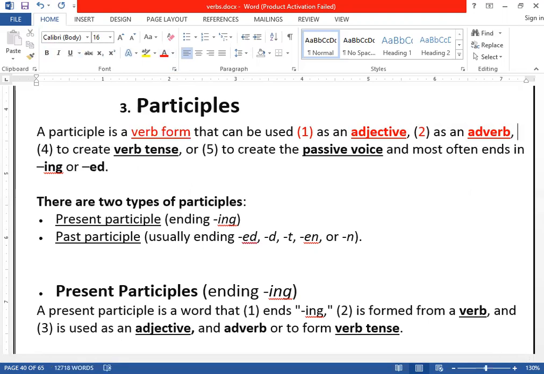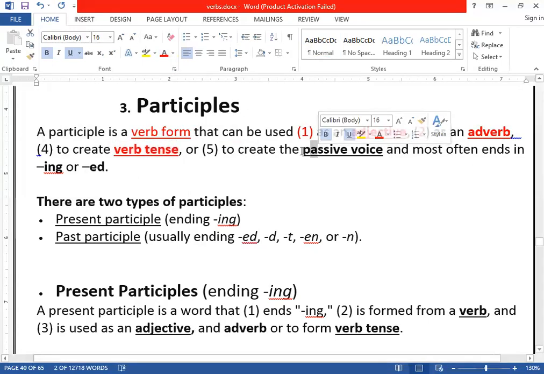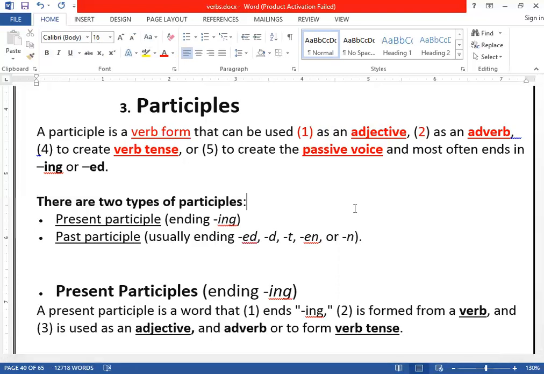It is an adjective, an adverb, and the third one, it can be used in verb tenses. And participles can also be used in passive voice. Participles can function as an adverb, as an adjective, and it can be used in passive voice, and it can be used in tenses. Clear? Verb tenses. So these are the four different areas where it can be used.